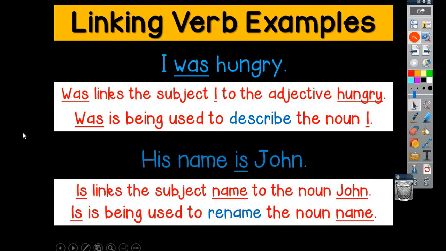His name is John. If we didn't have a linking verb in there, it would almost sound like a caveman. His name John. That just doesn't sound right. We need a linking verb in there to kind of connect it and make the sentence sound right. His name is John. So that's why we have some linking verbs, and it's just telling you that, hey, the name is John. So it's linking it together.